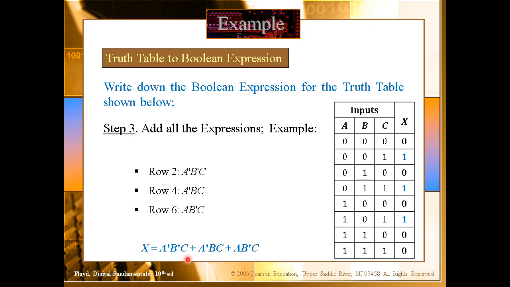When I add these 3 expressions, there is no ordering, so don't get confused. It doesn't mean that you have to write this one first and this one next. You can use any ordering. If I write the expression of row 4 first, and then row 2, and then row 6, it will still be correct. There is no problem. So there is no ordering when you add those expressions. Any question?